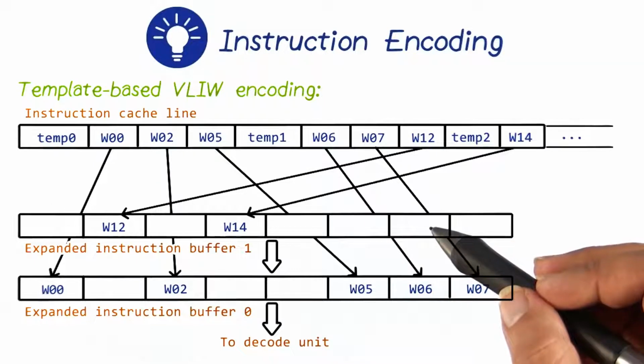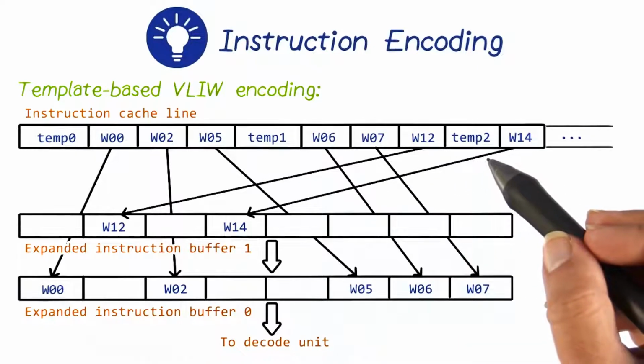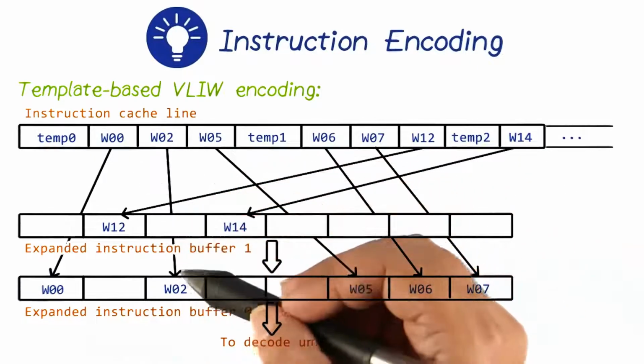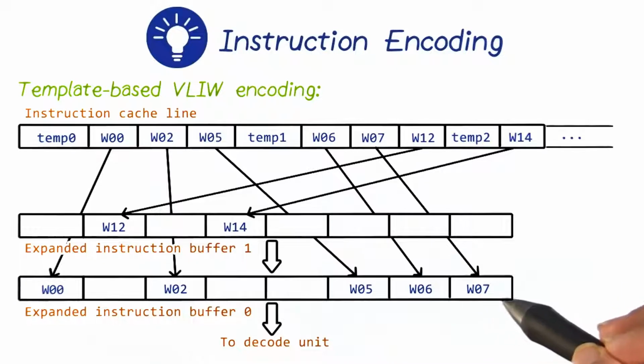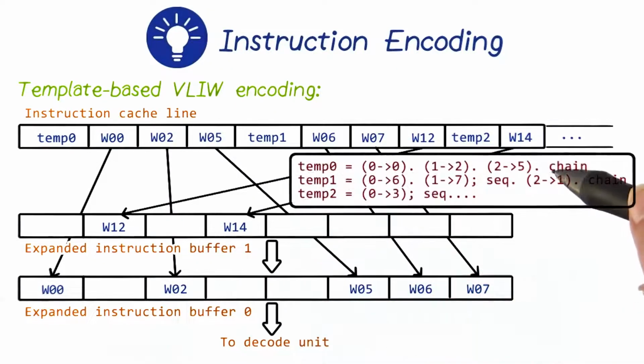The instruction is fetched from the instruction cache, the way it looks like here, and it is generated using these templates, and it is expanded. It looks like this, and then it goes into the decode unit. Let us take a look at how the templates look and how they operate to map these instructions.